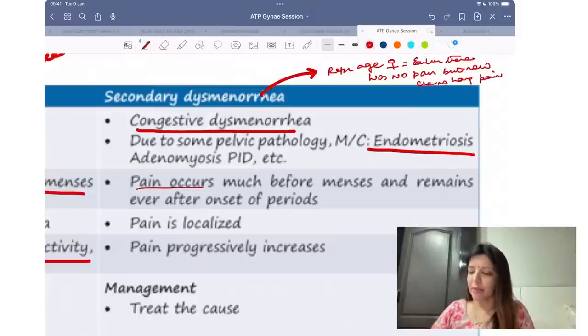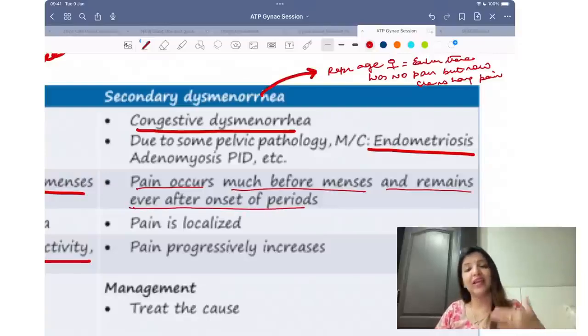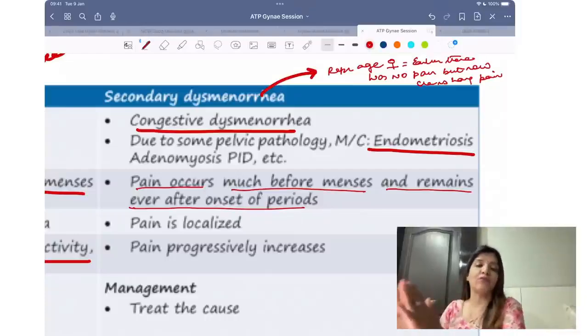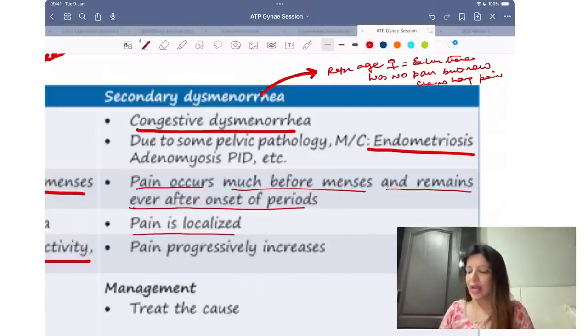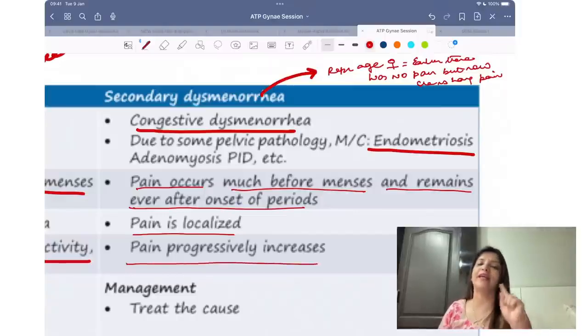Secondary dysmenorrhea में pain occurs much before the menses and it remains there even after the onset of period. So please understand, secondary dysmenorrhea में more than half of the cycle goes in pain. Right, there is nothing like that कि within 72 hours of the onset of periods female का pain relieve हो जाएगा. Nothing like that happens. Right, pain is localized and pain progressively increases.